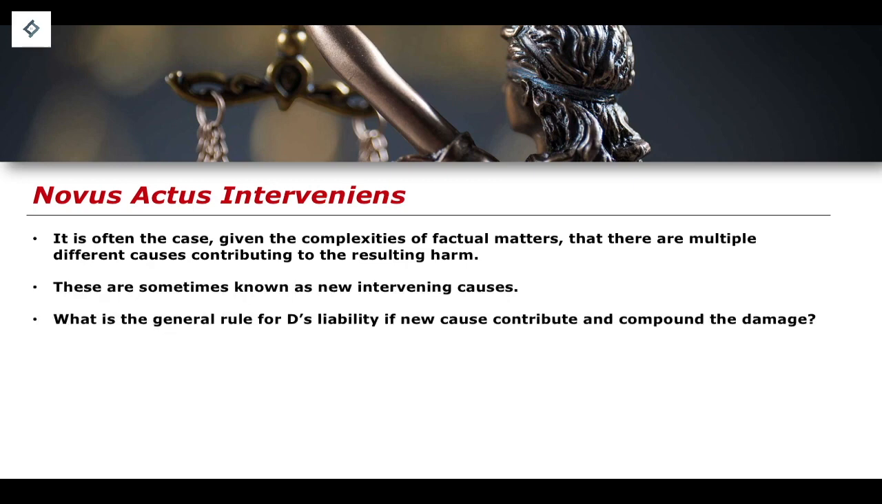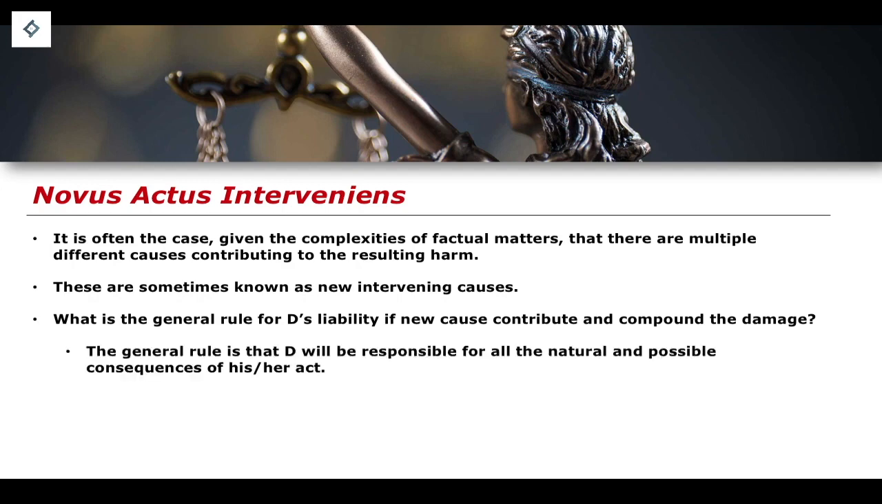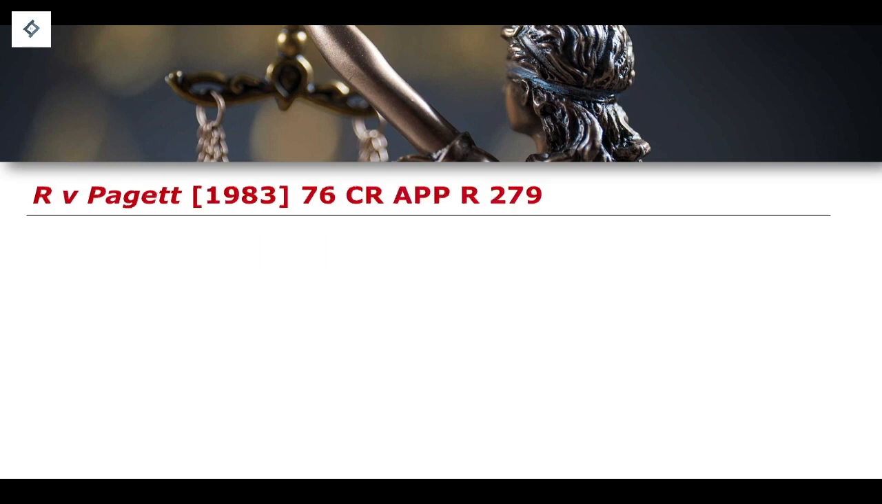Now, the general rule for whether or not the defendant's liability is affected by a new cause or by compounding damage is that the defendant will be responsible for all of the natural and possible consequences of his or her act. So given that there are a number of different consequences that could arise, which may be natural or possible, these are what the defendant may be responsible for. It might be easier to just highlight this in a number of different case examples.